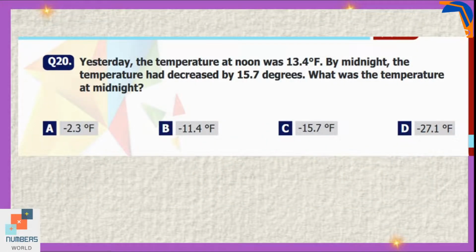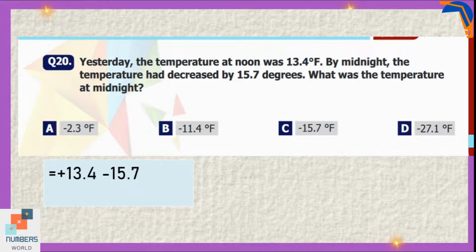Question number 20. Yesterday, the temperature at noon was 13.4 Fahrenheit. By midnight, the temperature had decreased by 15.7 degrees. What was the temperature at midnight? So the temperature was 13.4 Fahrenheit, which was decreased by 15.7. So we are going to subtract the numbers.